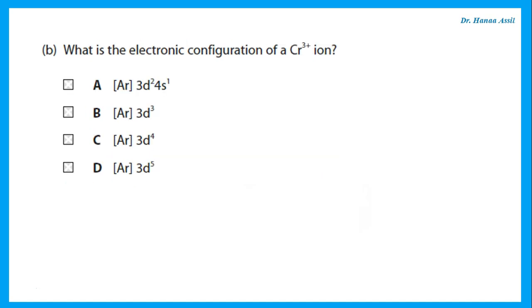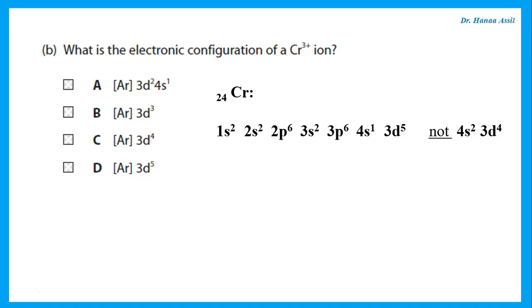What is the electronic configuration of chromium 3+? Again, I'm going to remind you that chromium is one of the exceptions to the normal rule of distributing electrons. When we distribute electrons for chromium, we find that we should end up with 4s2 3d4, but that means I can take one electron from the 4s and put it into the 3d, and that will make each of them half filled, which is more stable.